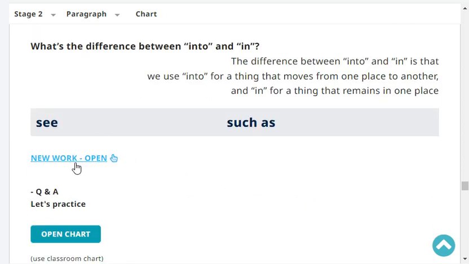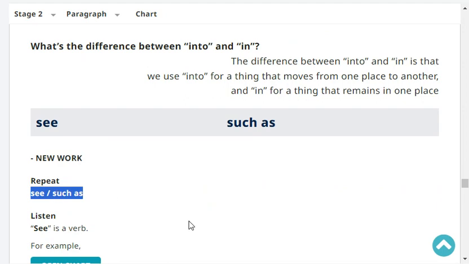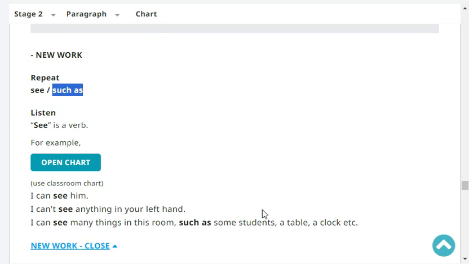Next, repeat: see. One more. See. Such as. Very good. Okay, listen. See is a verb. For example, I can see him. I can't see anything in my left hand. I can see many things in this room, such as some pictures, a light, a window, some chairs, etc.